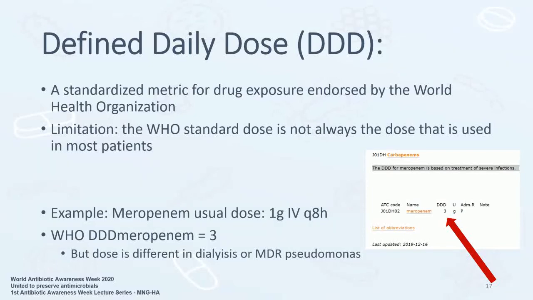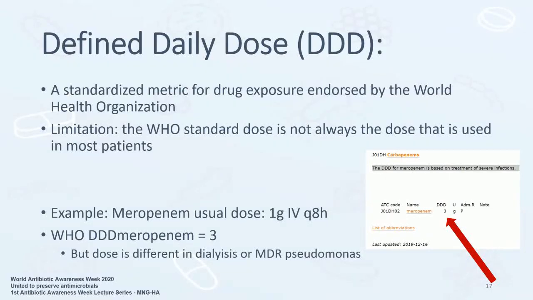However, it needs to be said here that the WHO DDD cannot apply, or actually it skews the data, for patients that you include that are on dialysis, or for example, MDR Pseudomonas. So for those of you in the audience who are already familiar with this type of patient population, you would know that meropenem dose in dialysis would be a lot less than 3 grams per day. And for MDR Pseudomonas, it would usually be double, assuming normal renal function.